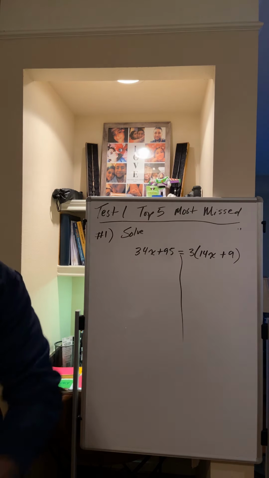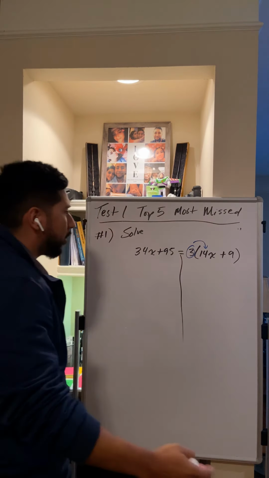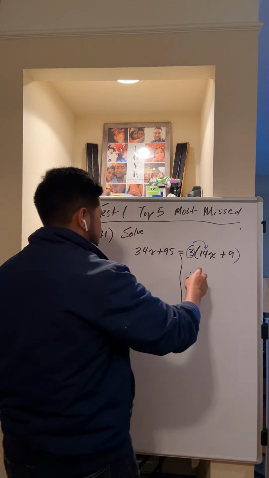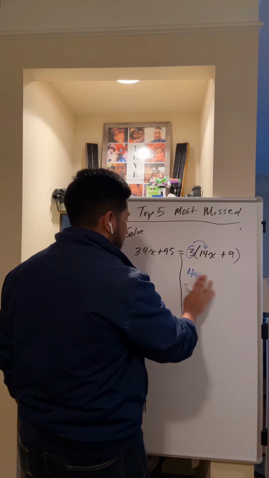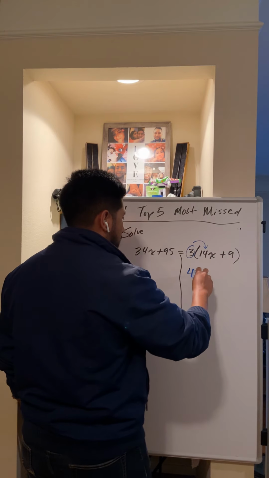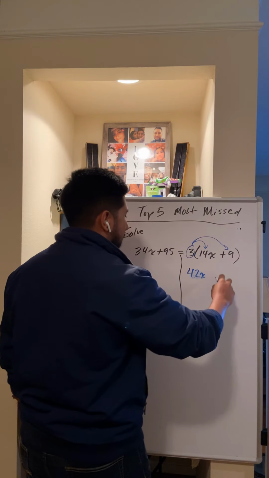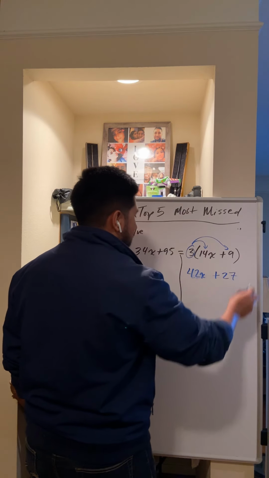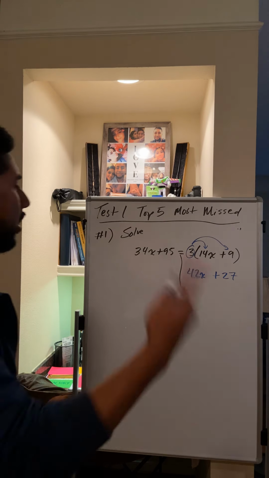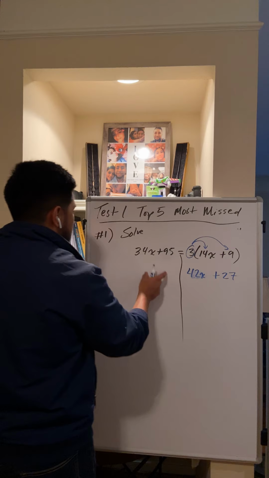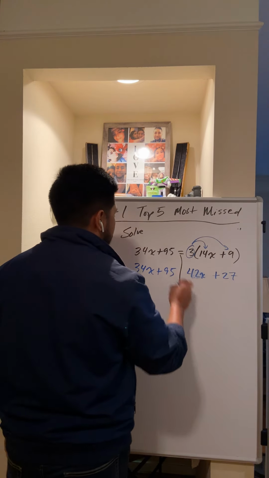Let me get another marker. 3 times 14, 42x. 3 times 9, that's a 27. Sorry, I'm going a little fast. Remember, you could always pause, do it on your own, and then check it out. Bring these guys downstairs. That's 34x plus 95.